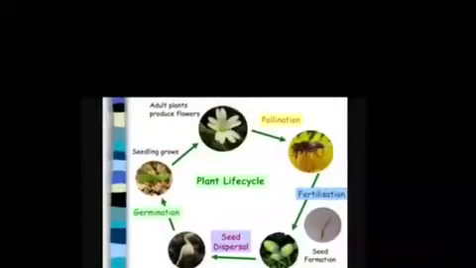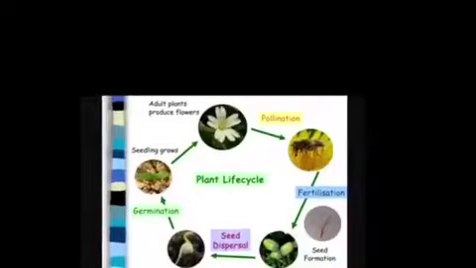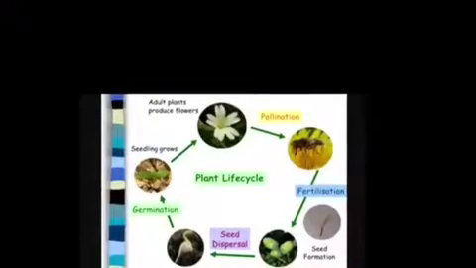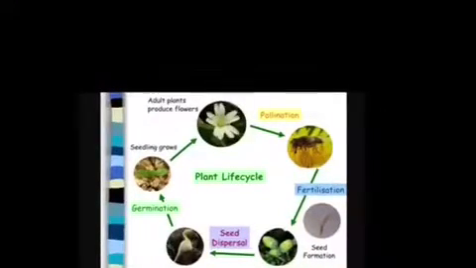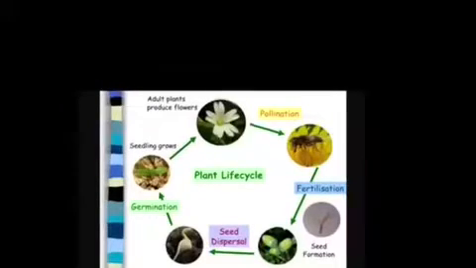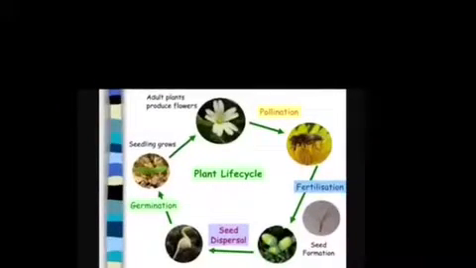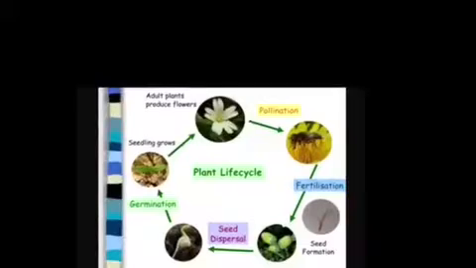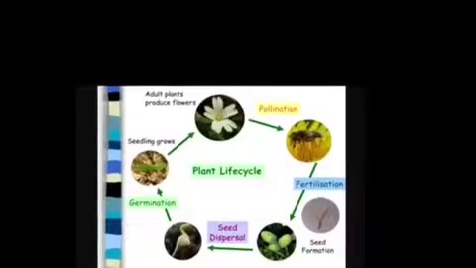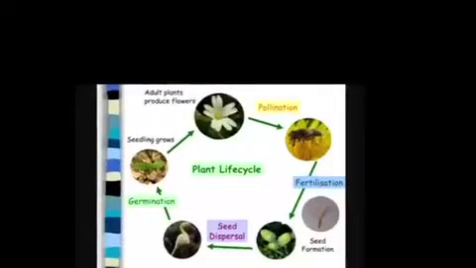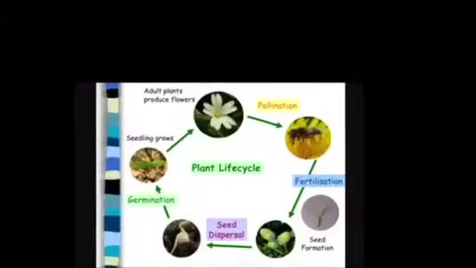In plant reproduction, there are three steps: pollination, fertilization, and seed dispersal. Pollination is the transfer of pollen grains from an anther to a stigma. Cross-pollination is when the pollen comes from one plant to a different plant. Self-pollination is when the pollen comes from the anther of one flower to the stigma of the same flower.